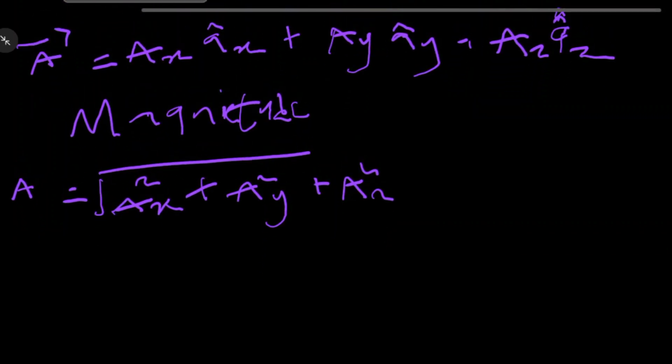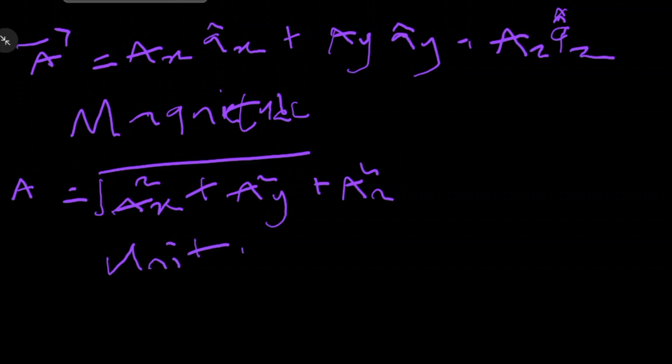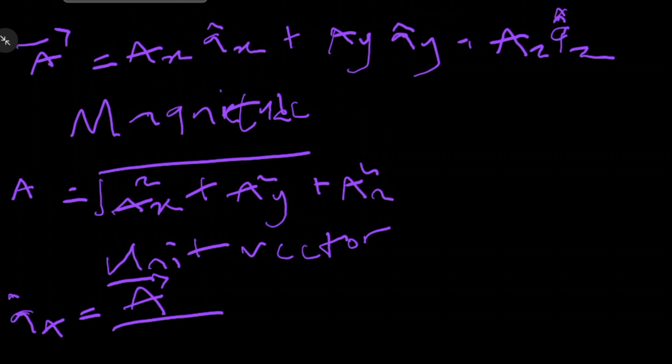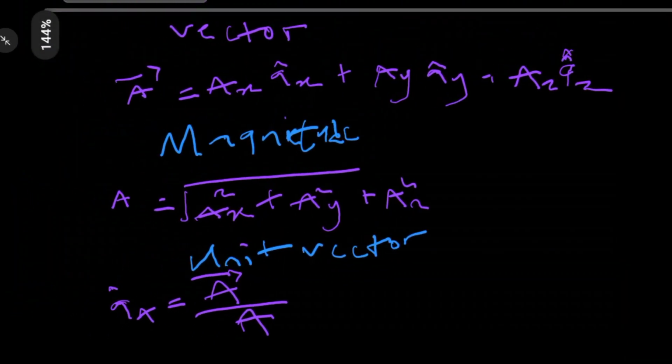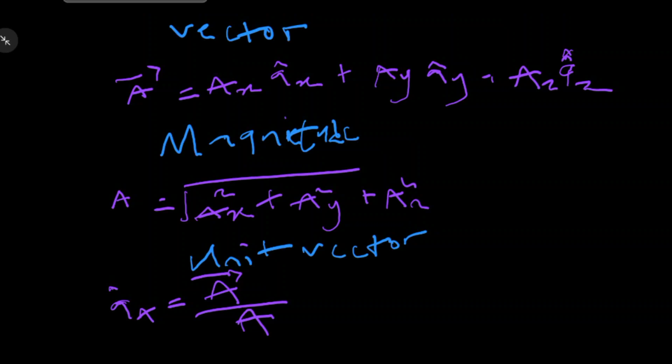And then our formula for unit vector: we have our unit vector equal to the vector divided by the magnitude. So these are the three formulas we've gotten so far. Right, so let's continue from where we stopped.